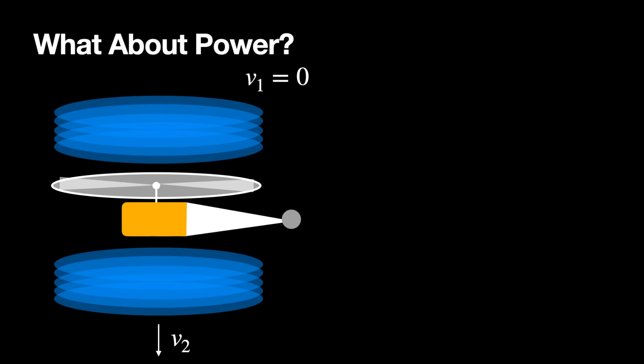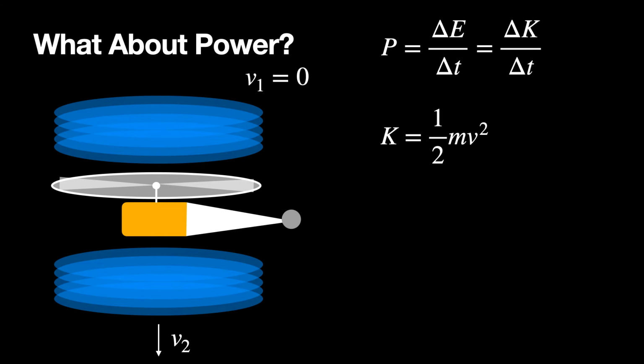Now, what about the power to hover? Here I can start with the air above the helicopter that's not moving, and then down below it is moving with some new velocity. So it starts with velocity 0, and then it goes to velocity v2, and I can define the power that the helicopter needs to move that air, to increase the speed of that air, as the change in energy over the change in time, where in this case the only energy I want to worry about is the kinetic energy of the air, where kinetic energy is 1/2 mv squared.